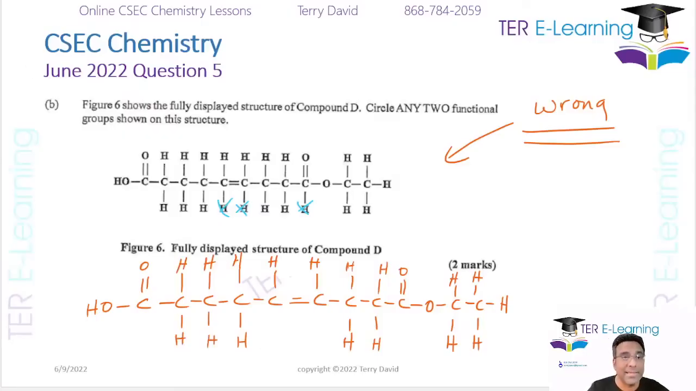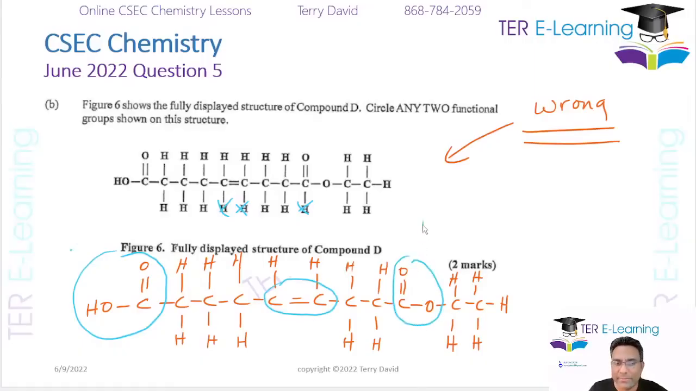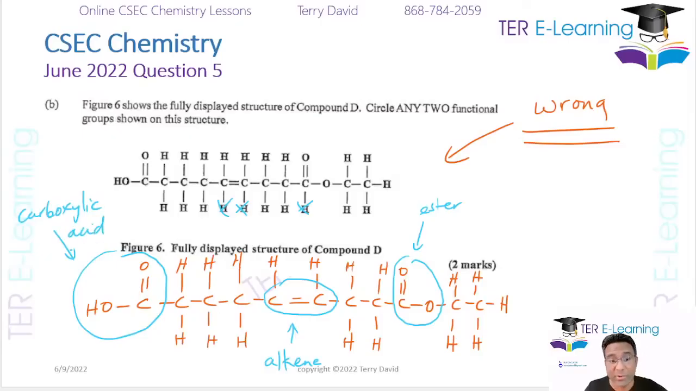And here's the answer that they probably wanted. They said circle any 2 functional groups, and I can give you a few. So this one here is 1, and this is a carboxylic acid. This here is another one, that's an alkene. And here is another one, and that's an ester. So this here is an ester. This one here is an alkene. And this one here is a carboxylic acid. So like I said, I feel CXC is just going to ignore this question because something is wrong with it.